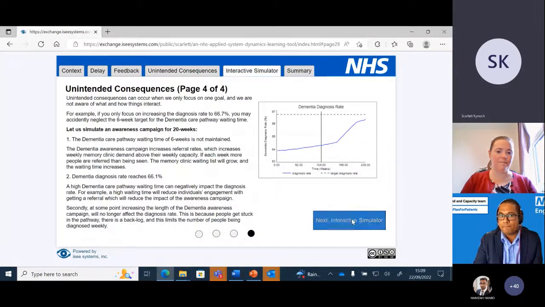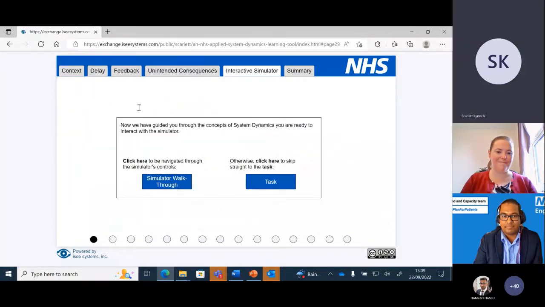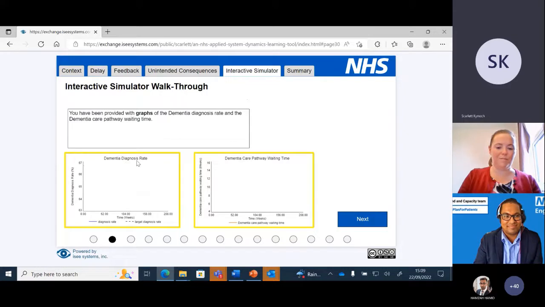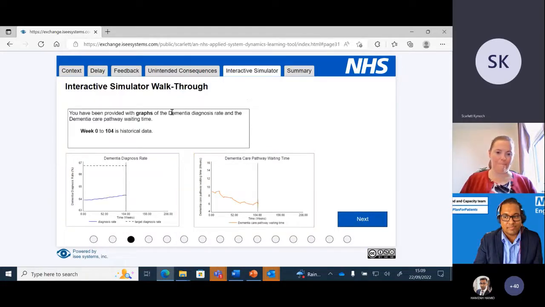So we're now going to go on to the interactive simulator. I'm just going to do a walkthrough to show you how to use it, and then I'll explain the task, and then I'll let you all have a little interaction with it and we can have a bit of a competition. First of all, you are provided with 2 graphs: one of the dementia diagnosis rate and one of the dementia care pathway waiting time. From week 0 to 104, this is historical data, and then week 104 to 208 is simulated data.